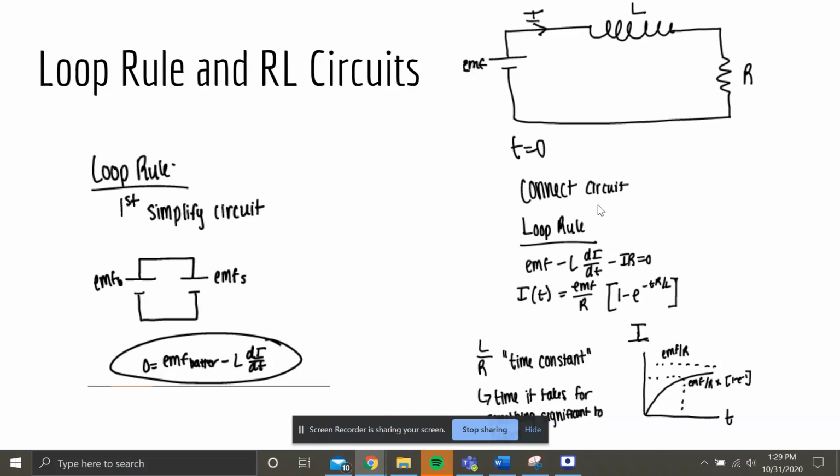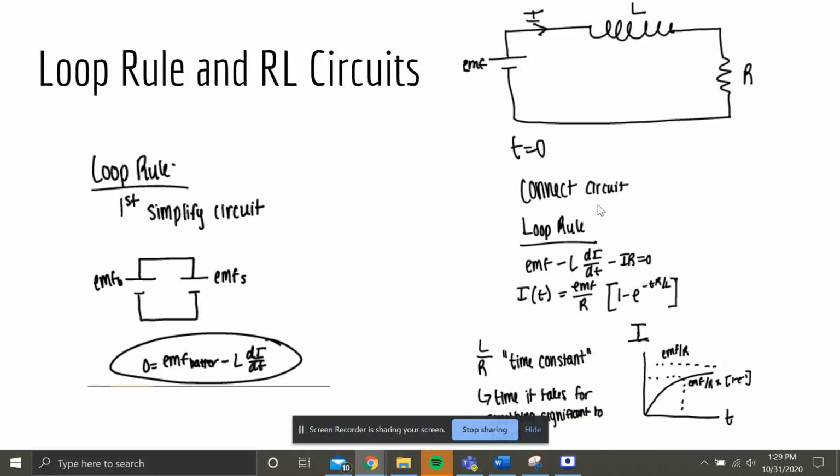In the example from the previous slide, we can apply the loop rule first by simplifying the circuit to better visualize the simple situation. So we have the EMF of the battery on the left and the EMF of the solenoid on the right. We can then just plug in the equation that we found for the EMF of the solenoid, which we subtract from the EMF of the battery, and this is going to equal 0 by the definition of the loop rule. We then looked into the example on the right, which we could derive an expression for the current I using the loop rule again.